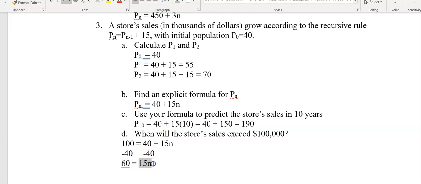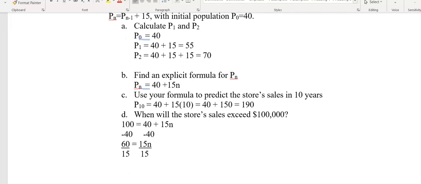And I'll just use my little underline feature to show division. So we're dividing by 15 on both sides. So on the left side of the equation, 60 divided by 15 is 4. And on the right side, the 15s cancel and we just get n by itself. So in 4 years, the store's sales will reach 100,000. So essentially after 4 years, it will exceed 100,000.